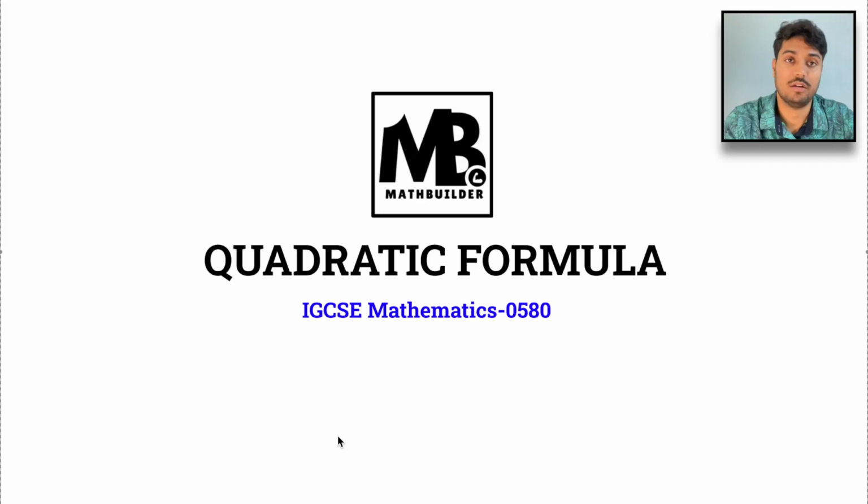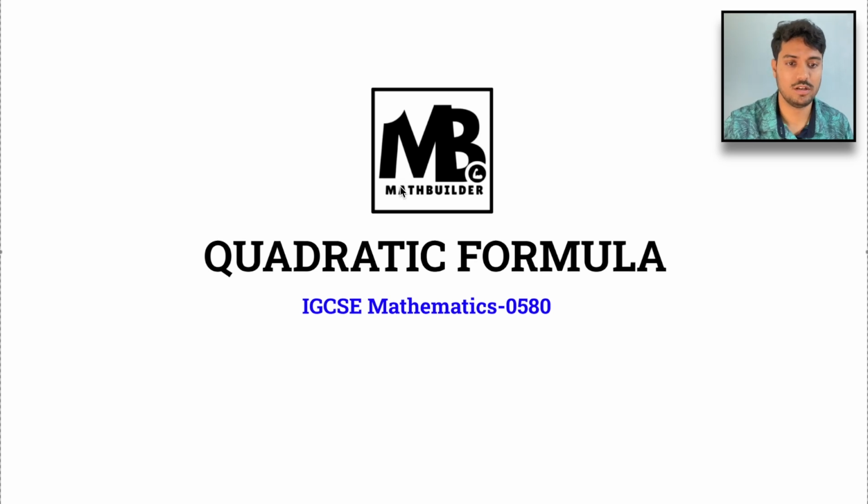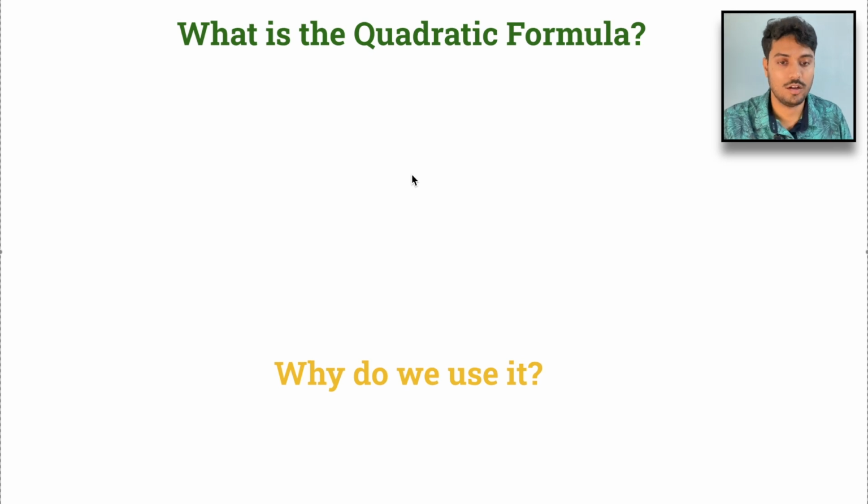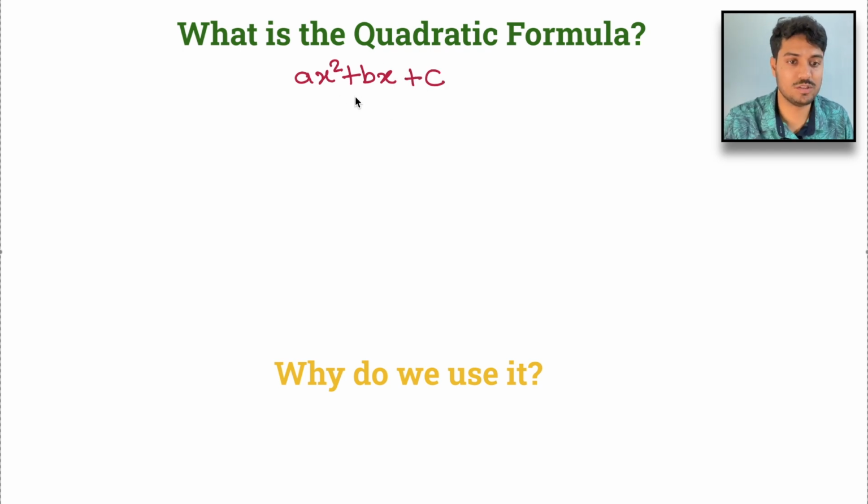In this video, we will learn how to use the quadratic formula to solve quadratic equations. But the question is, what is the quadratic formula? So let's check the general form of a quadratic equation first. The general form of a quadratic equation is ax square plus bx plus c. And when we have an equation ax square plus bx plus c equals 0, we use the quadratic formula to find the value of x or the solutions.